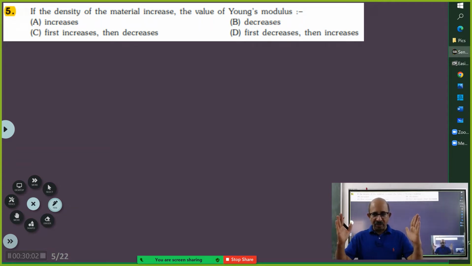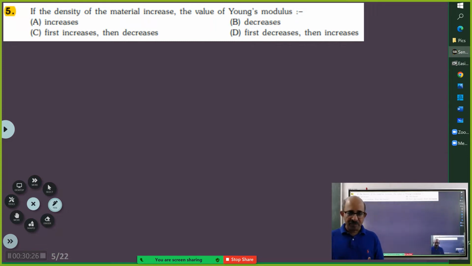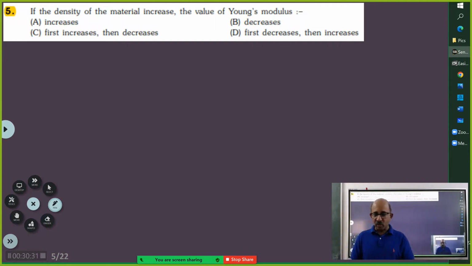Now if you make the material denser, that means mass remaining same, volume is decreasing. That means the molecules are coming closer. That means the interatomic forces are much stronger now. Now if you want to strain that material, you have to work against the intermolecular forces. Correct? Stress increases. Isn't it? You have to work against the intermolecular forces if you want to cause some deformation. Isn't it?